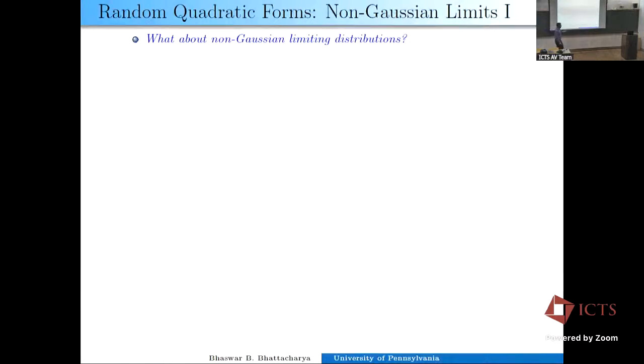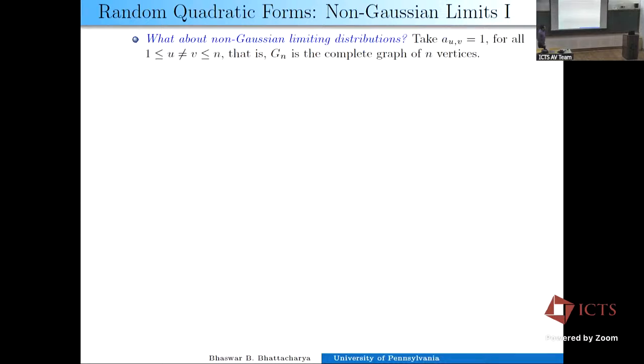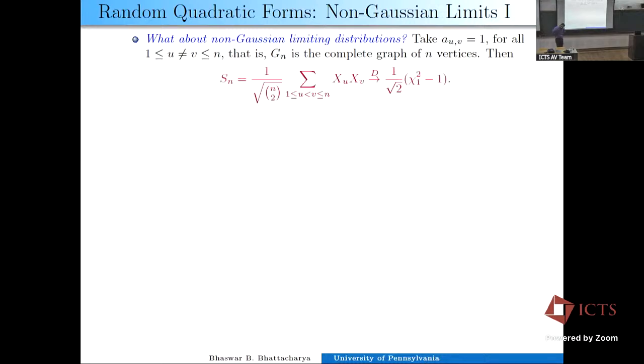So the question is, can the limit be non-normal? Are there situations of graphs where I can take the matrix A so the limit is not normal? And of course there are. Take A_uv to be all one, the complete graph. That's an object you see in nearly every book in asymptotic statistics. Every book. That is a degenerate statistic. That object you can write down.